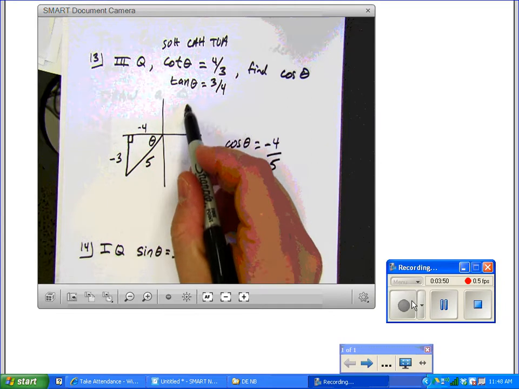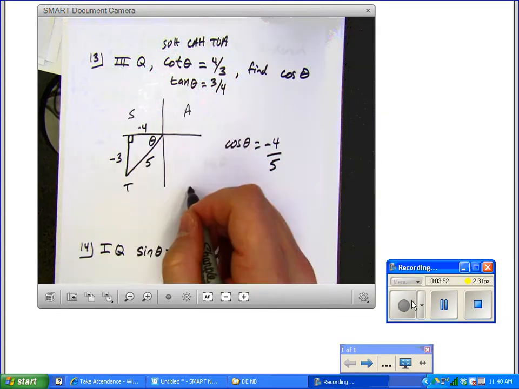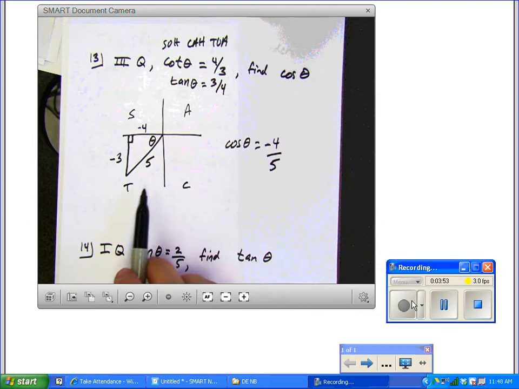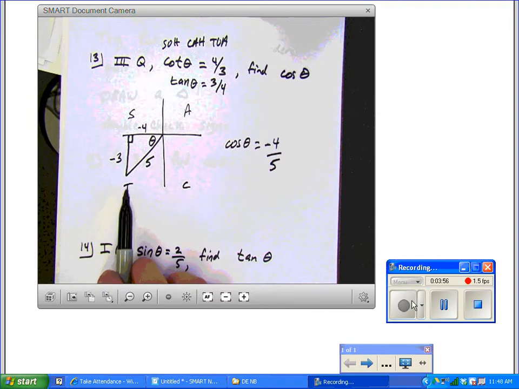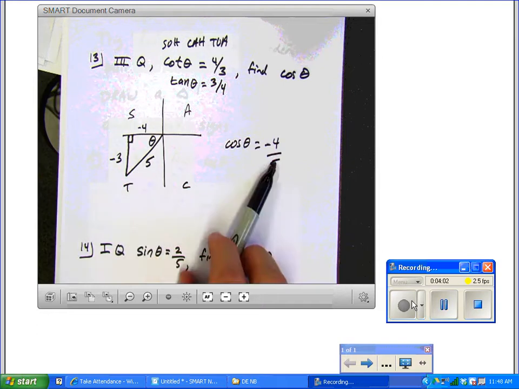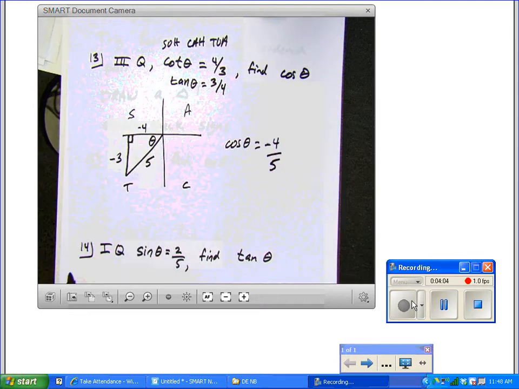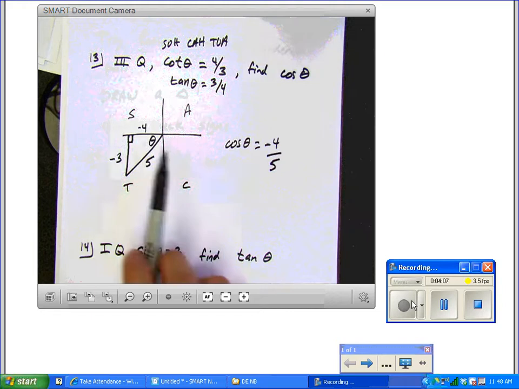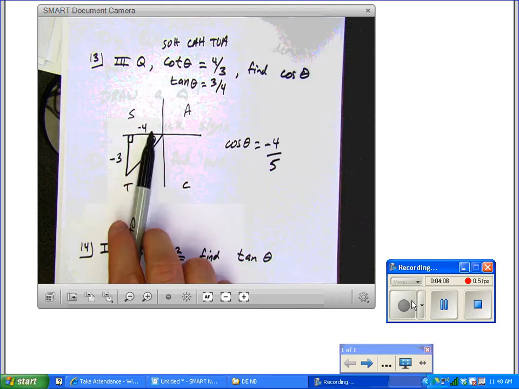Say all seniors take calculus. So the only things that should be positive in the third quadrant would be tangent and cotangent. So cosine would definitely here be negative if we were in the third quadrant. That's another way I could get the sign if I didn't put the negatives on those two numbers.